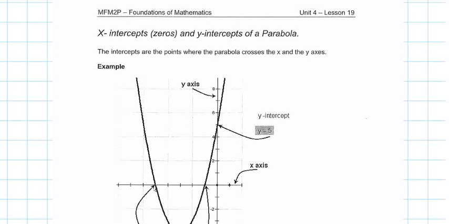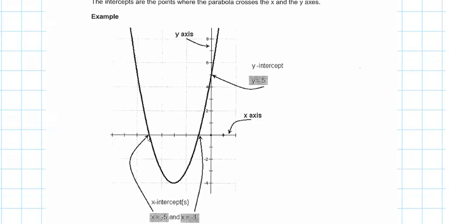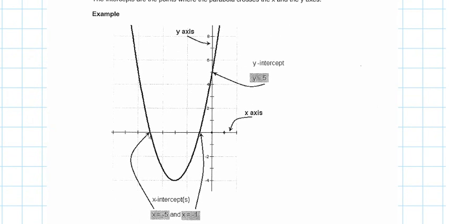Okay, so if you're looking at this graph right here, right? So I'm gonna draw this graph. I'm just gonna highlight it. Where does this graph intersect the y-axis? At y equals 5, right? So this is where it intersects the y-axis. So we call that y equals 5.